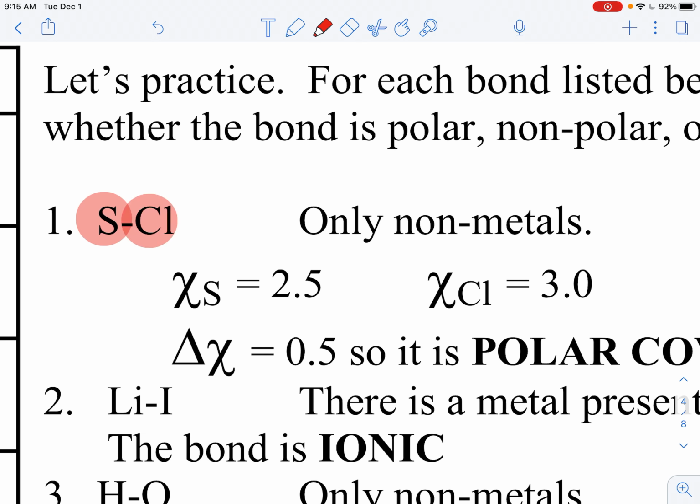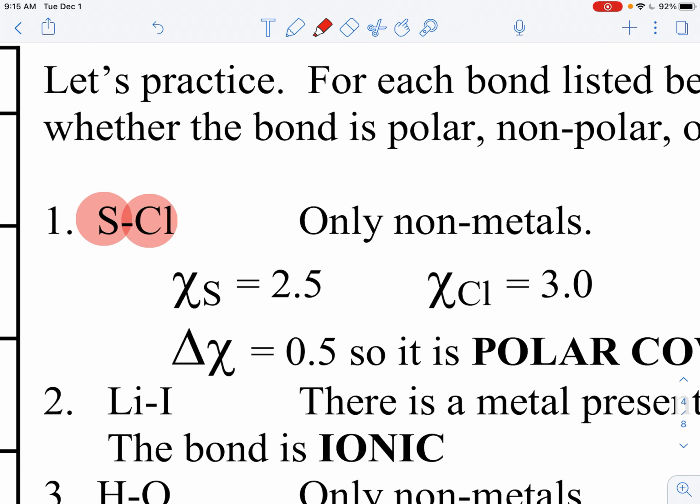So 0.5 is in the polar category. What I would do then is draw in an arrow to whichever one is bigger, and it looks like I have an arrow that's going to go from the sulfur to the chlorine because the chlorine wins. So in this bond, I would draw an arrow this way because the sulfur is 2.5 and the chlorine is 3. So all you have to do is find out where on the periodic table these things are and what their electronegativity values are.